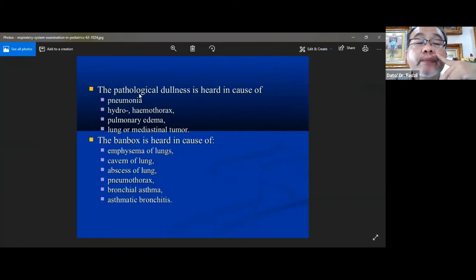These are the results. Dullness you hear when you percuss: pneumonia, hemothorax, hydrothorax, water in the thorax cavity, pulmonary edema, and tumor. And hyperresonant is emphysema and pneumothorax, and sometimes during acute exacerbation of bronchial asthma, when there is air trapping, you can see hyperresonance.